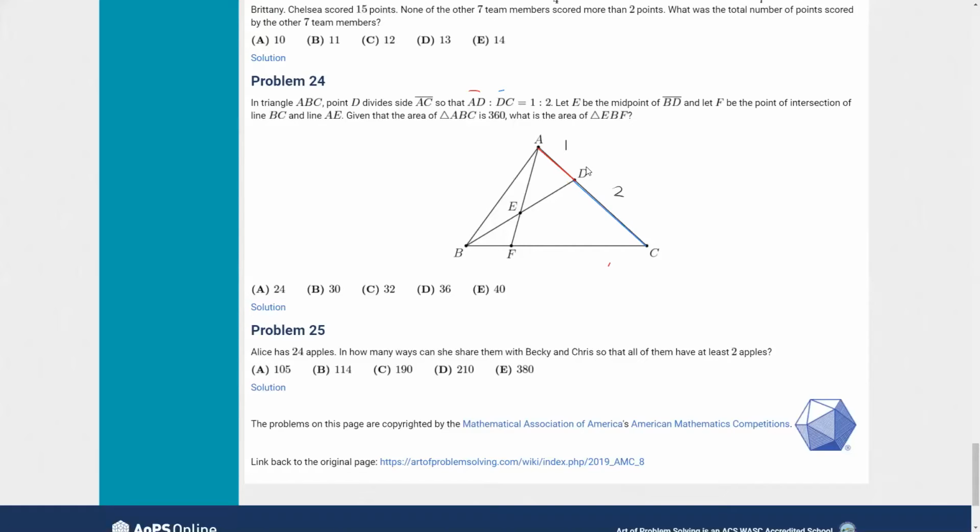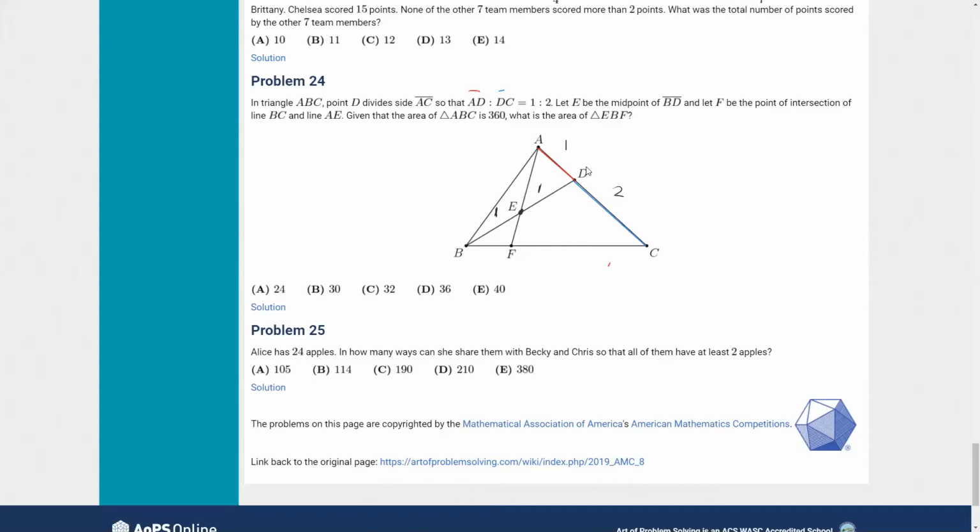Now, second sentence. Let E be the midpoint of BD. So E splits BD into BE and ED, so the ratio of these 2 lines is 1 to 1. Perfect.